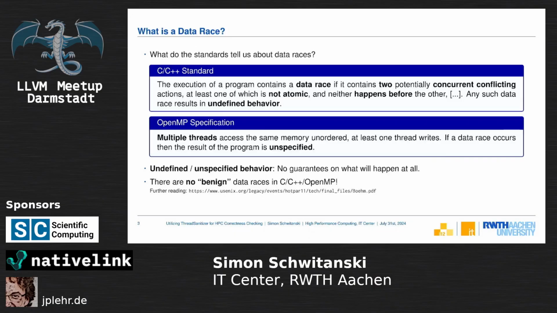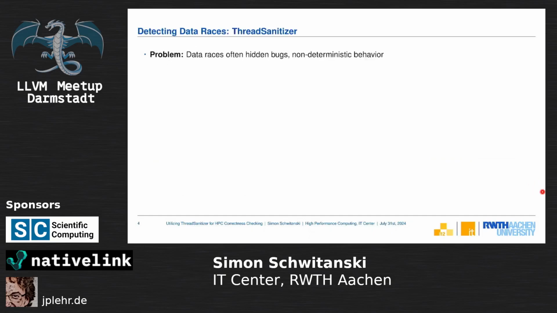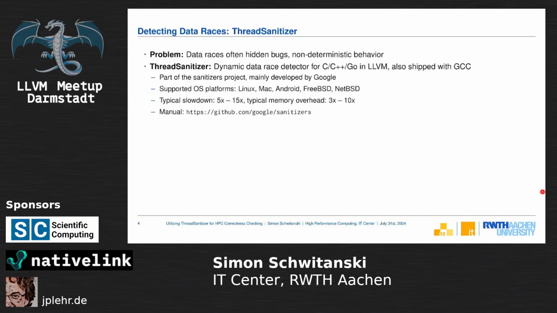I've also included a link if you want to read further on data races. Okay, the question is, what can we do about that? So we have the data races. They are also often hidden. You have some counter that you access concurrently. They behave non-deterministically. That means in one execution it works, in the other it doesn't. You change the platform, it's broken. That's something that's hard to debug.